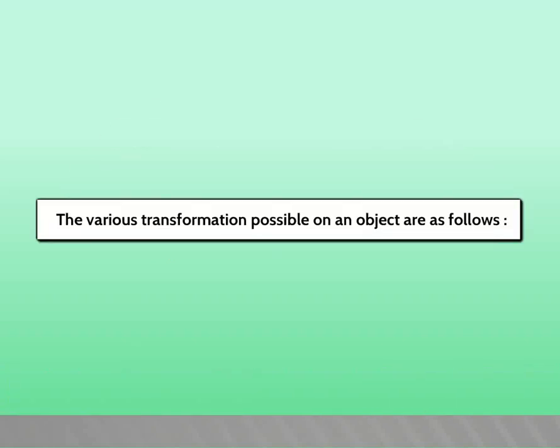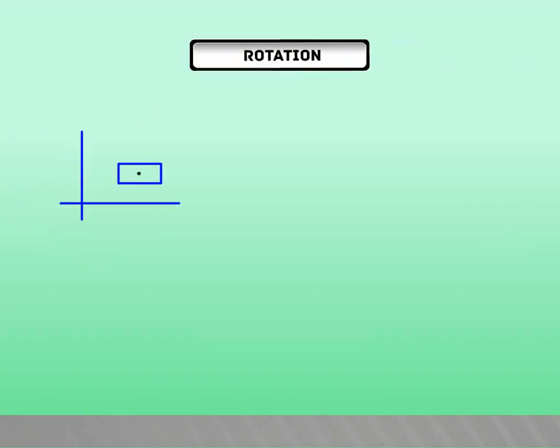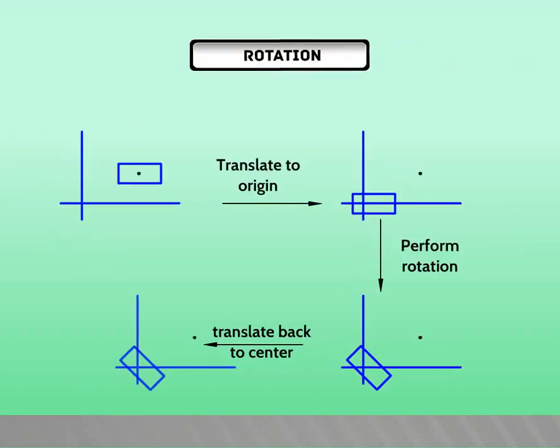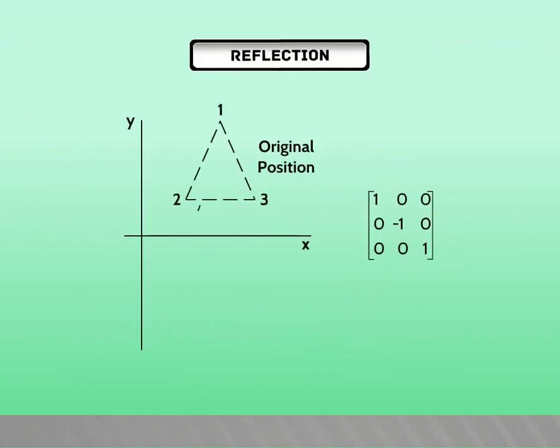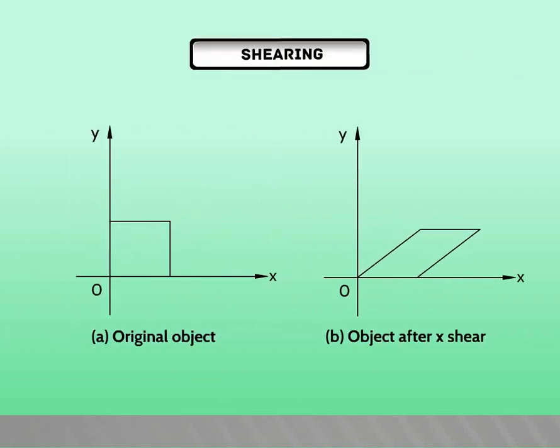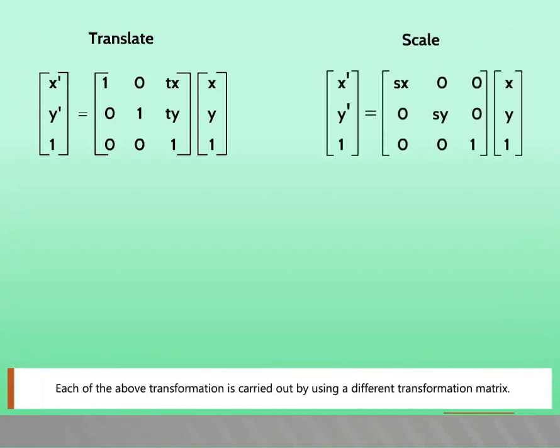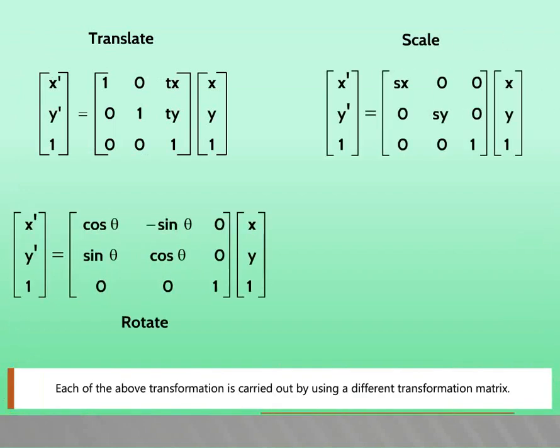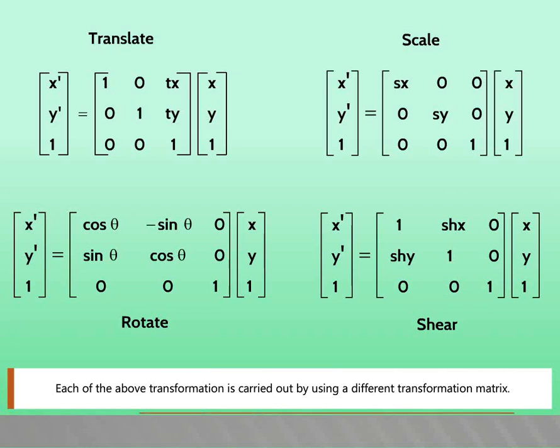The various transformations possible on an object are as follows: rotation, reflection, scaling, shearing. Each of the above transformations is carried out by using a different transformation matrix.